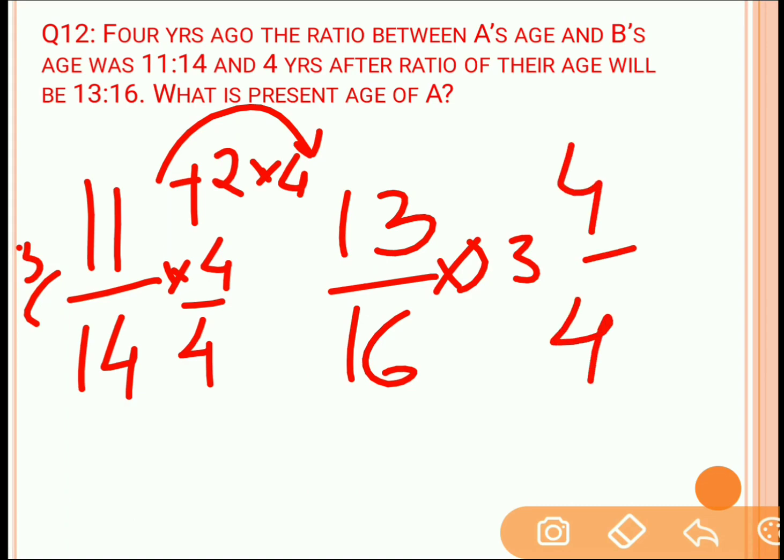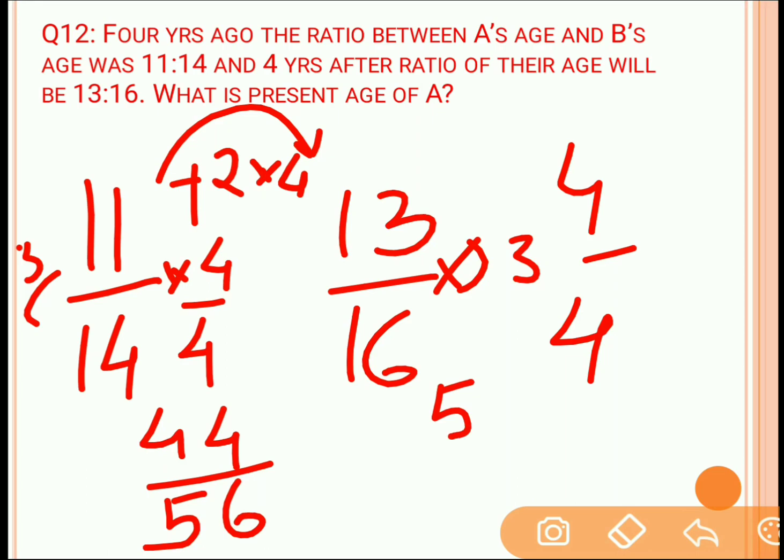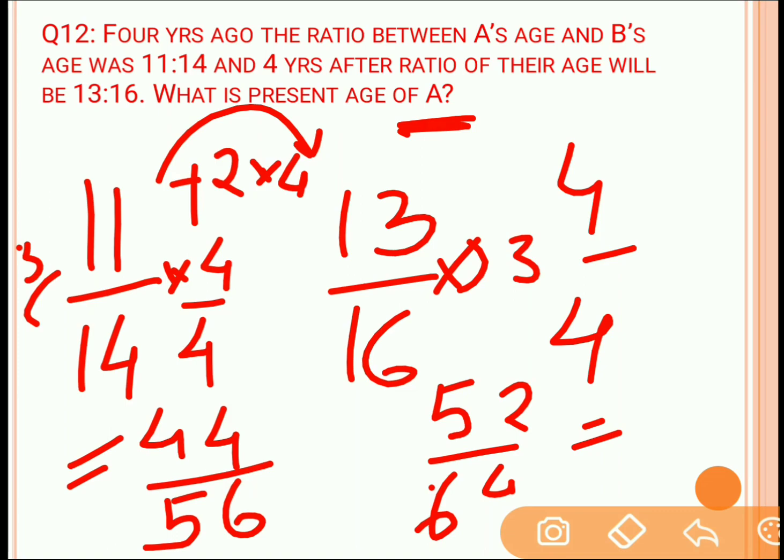After multiplication by 4, we get the new ratio as 44 to 14 4s are 56. Same way 13 4s are 52 and 16 4s are 64. So from here we can find the present age of A. This age was 4 years before the present and this age was 4 years after the present. So the present age of A will be 44 plus 4 years, which is equal to 48 years.